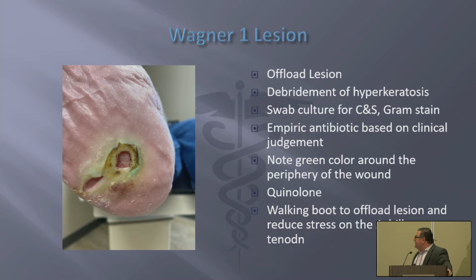Now, we can't always catch them when they're callous. So somebody comes in with a Wagner 1 lesion, bottom of the heel, which is a terrible place to have an ulcer because it's very difficult to treat. But okay, debridement of the hyperkeratosis, swab cultures, gram stain, and empiric antibiotic based on clinical judgment.